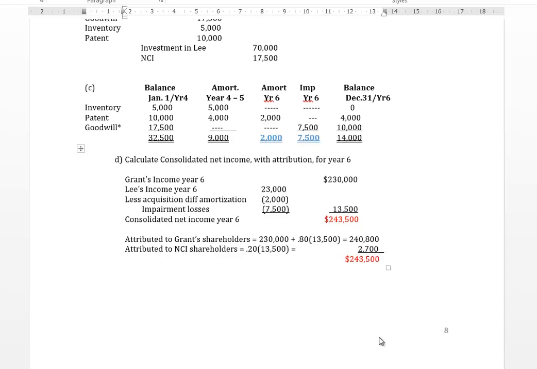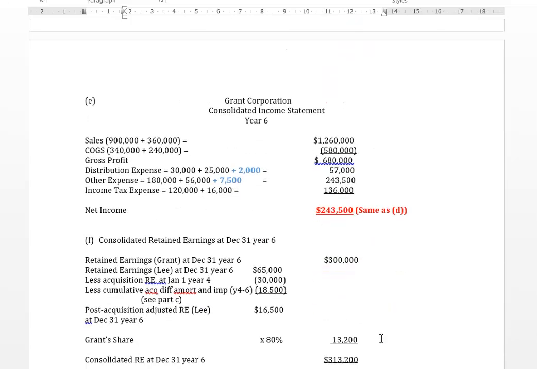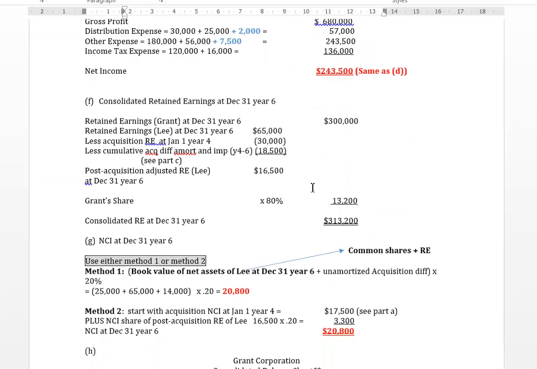Since in our question to calculate the ending balance of consolidated retained earnings, we're starting with a separate entity balance here, we have to remember that in years 4 to 6 inclusive, we also adjusted Lee's income for $18,500. So just like you learned in your intro financial accounting course, any income statement items, all of those items get closed out to retained earnings.